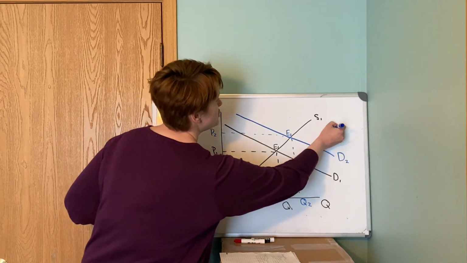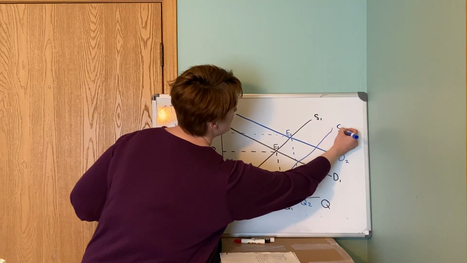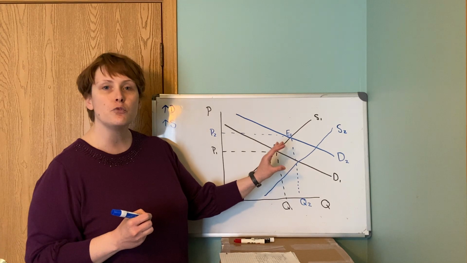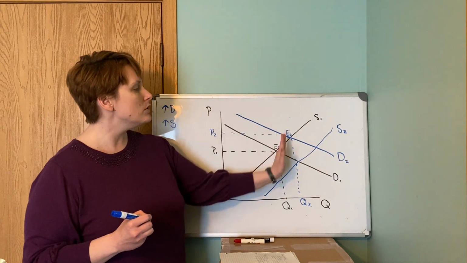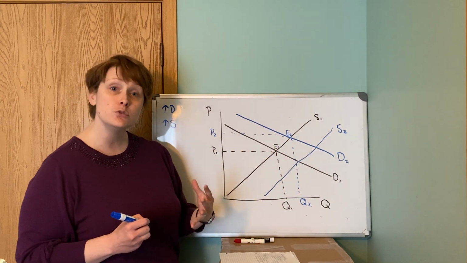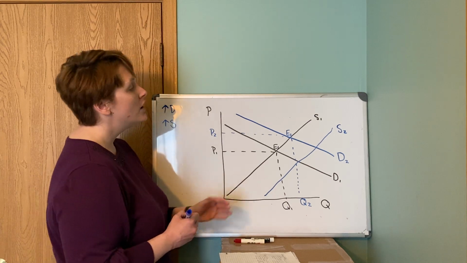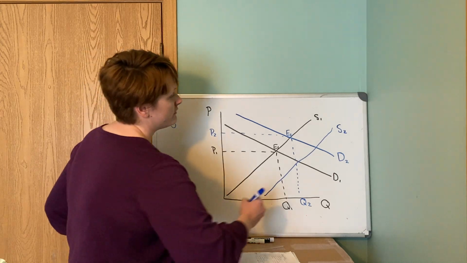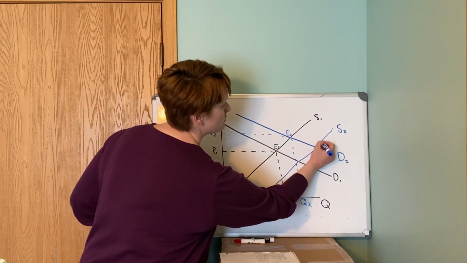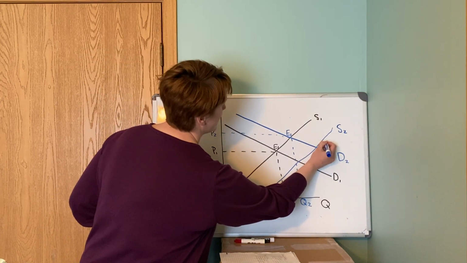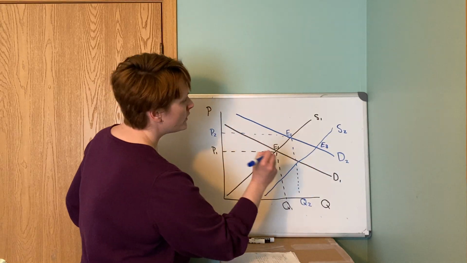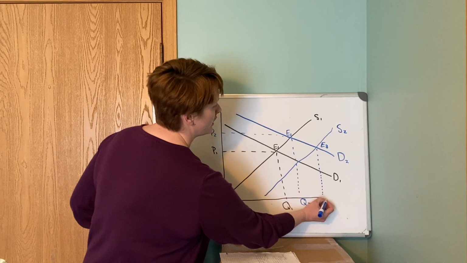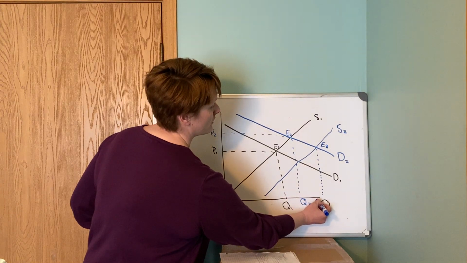Now, something to note as we move through this is that we're no longer looking at our original curves. Our equilibrium is actually going to move as we shift these curves. So after we've shifted both our supply and our demand curve, we've wound up at this new equilibrium point, E3. I'll drop this down and call this quantity 3.